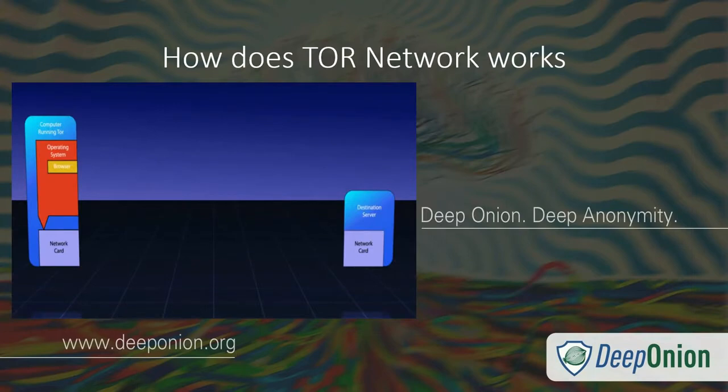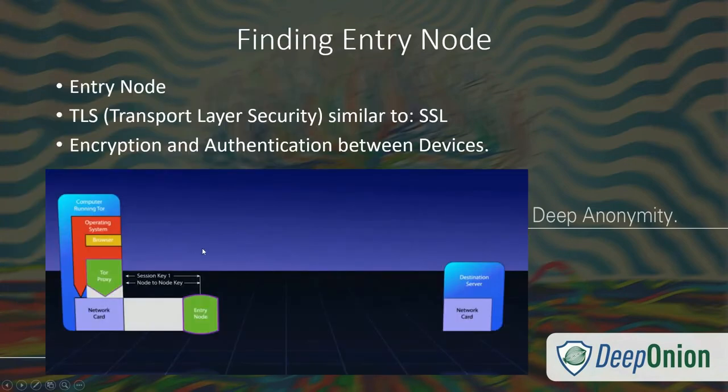So how does a Tor network work? In this example, let's take a look at a Tor supported computer and a destination server and see how the connection builds between them. First, the Tor protocol finds something called an entry node. The entry node is where your data will be entering the Tor secure network. Between your computer and the entry node, it will create a tunnel using TLS, which stands for Transport Layer Security. It's similar to SSL, but it's actually a newer and safer version of SSL.